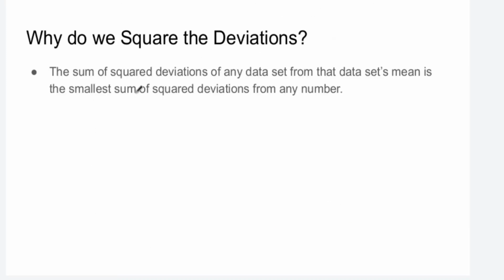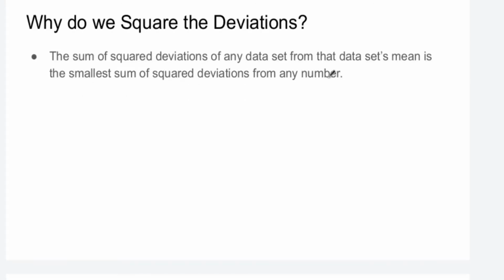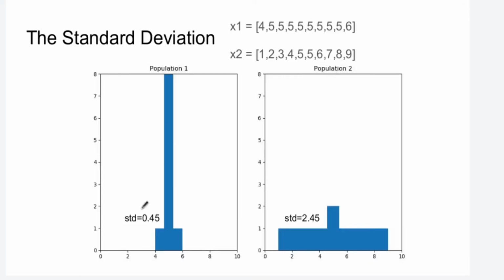We square the deviations because, for one thing, it doesn't give us 0, so we get a meaningful number, but also the sum of squared deviations of any data set from that data set's mean is the smallest sum of squared deviations from any number. So if we went back to our data here, and we measured the average squared deviation of each of these points from, say, 7, or each of these data points from 4, we would get a bigger number than if we plug the actual mean in for that data set.